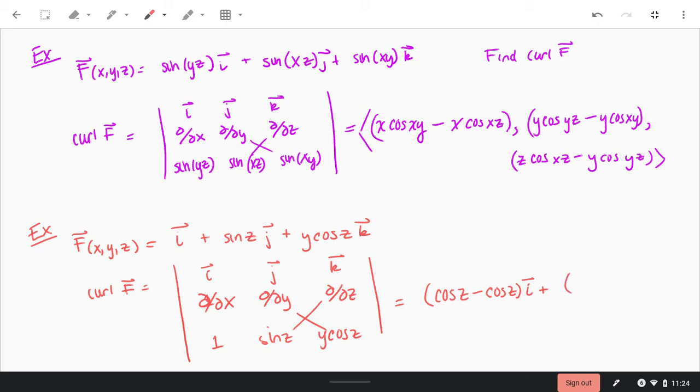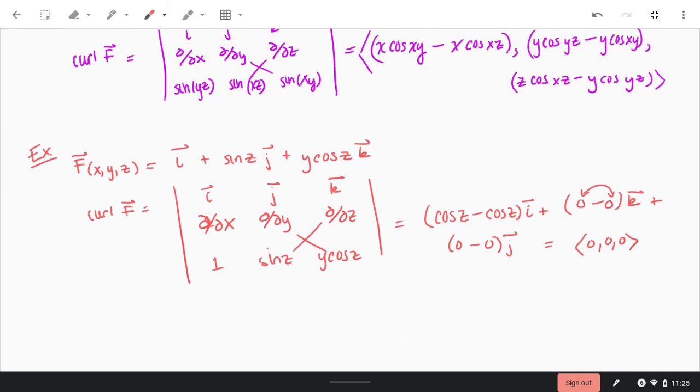plus, now in our j direction, there is no x in y cosine z, so when we take our derivative with respect to x, it's just 0, minus, oops, I mixed those up, it's not going to matter anyways because they're both 0. But then the derivative of 1 with respect to z would also be 0, k, plus, and now we're going to do k, so d/dx of sine z, which will be 0, minus d/dy of 1, which is 0, j. So we get the zero vector. Okay, so this would be a vector field with no rotation.